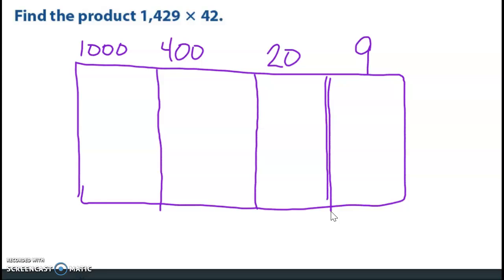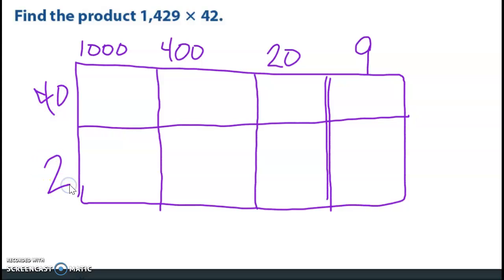Now let's look at our second factor. We have 42. So 40 here and 2 here. So now I'm going to go ahead and just multiply all of the digits times each other. So first I'm going to do 1,000 times 40. Remember, when we're multiplying base 10s, just multiply your first two numbers and then add in your zeros. So 4 times 1 is 4. And out of both factors, I have 1, 2, 3, 4 zeros. So I have 40,000.